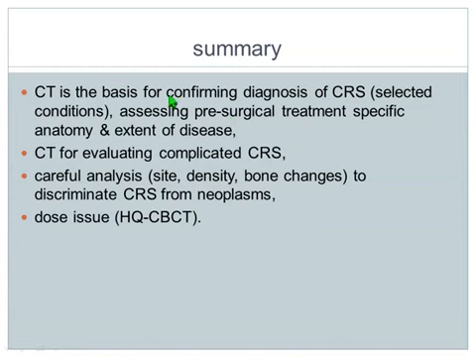To sum up, CT is the basis for confirming the diagnosis. CT is very important for evaluating the complicated chronic rhinosinusitis. A careful analysis is very important. The checklist will include the site, the density, the bone changes, and then it is important to discriminate, particularly when you have unilateral nasal obstruction, chronic rhinosinusitis from neoplasm. And the dose issue is very important. For this reason, CT can be replaced by high-quality Cone Beam CT that will provide a dose that is one tenth of the dose that you can have with the standard CT.